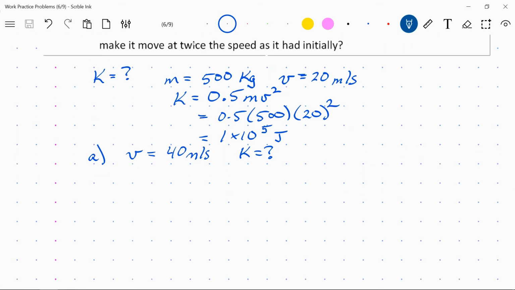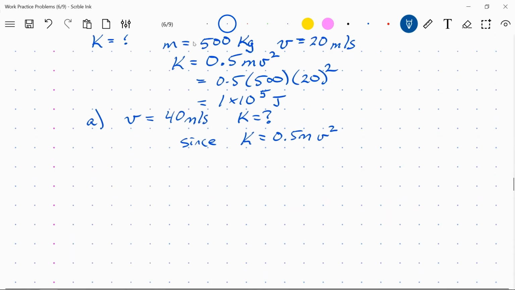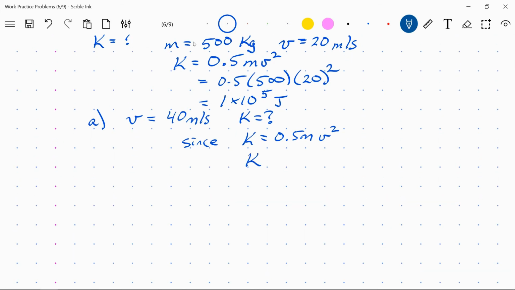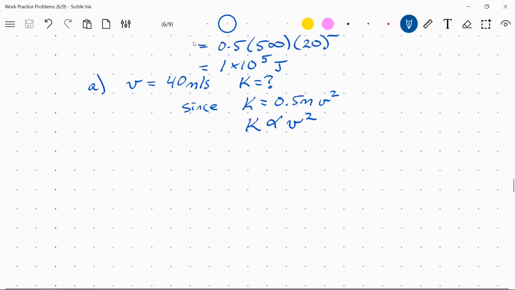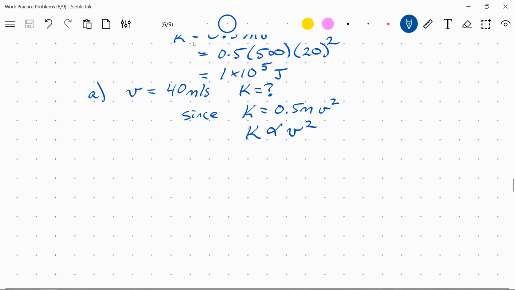Check this out. In fact, I'll write it on here. Since the kinetic energy is 1/2 mv squared and the mass did not change, it follows that the kinetic energy depends on the speed value squared. So as long as the mass is not changing on you, if a speed change occurs, a kinetic energy change will occur, not of the same proportion, but of that proportion squared. So if you double the speed, in fact, let's just write it this way.